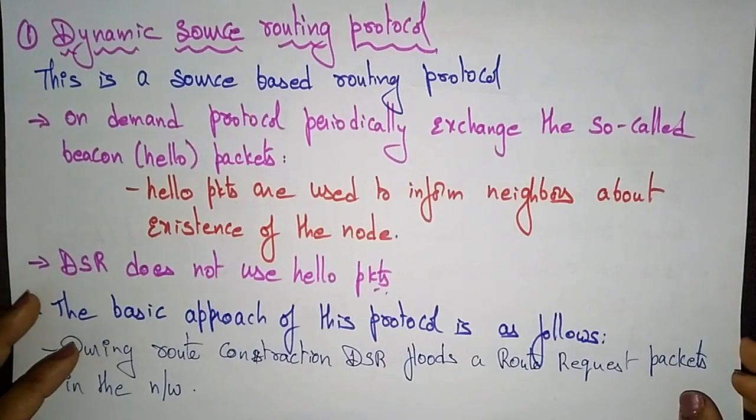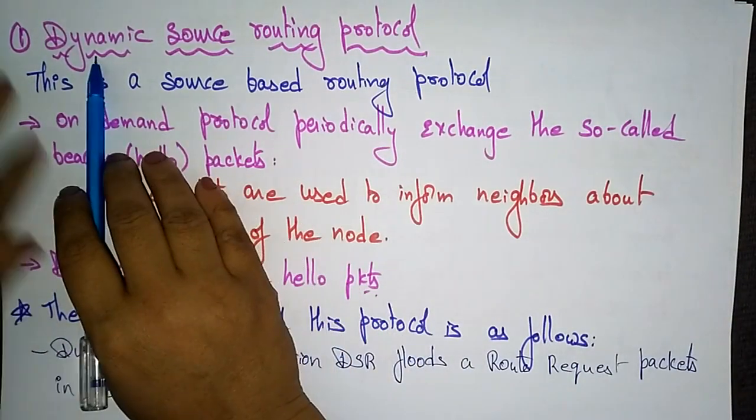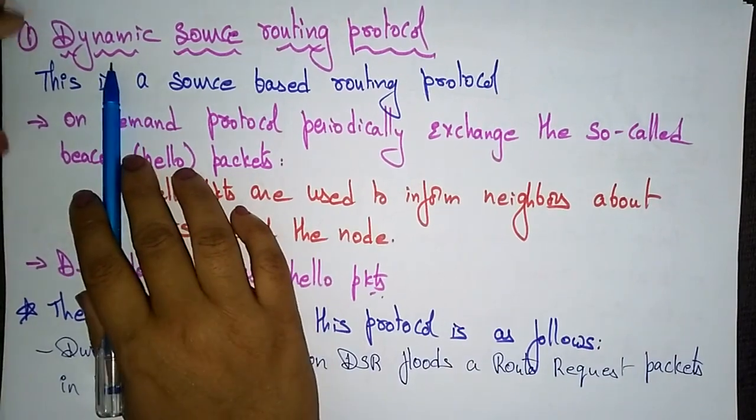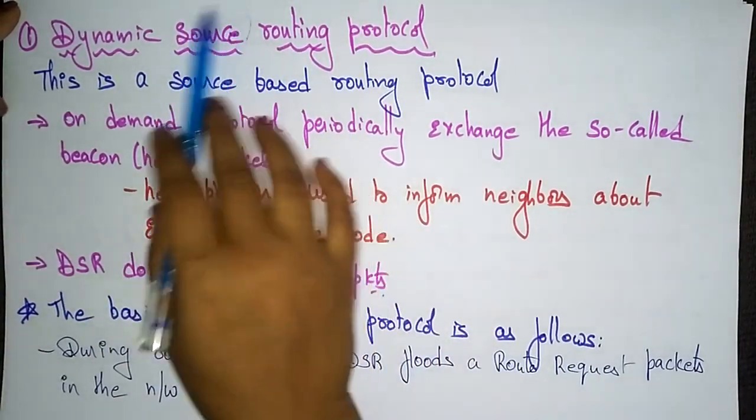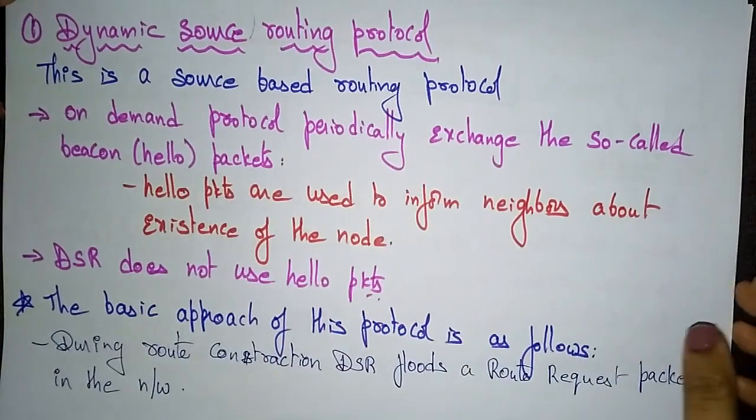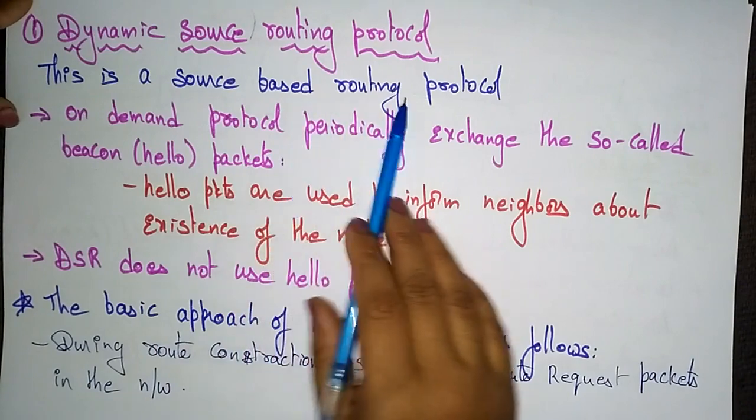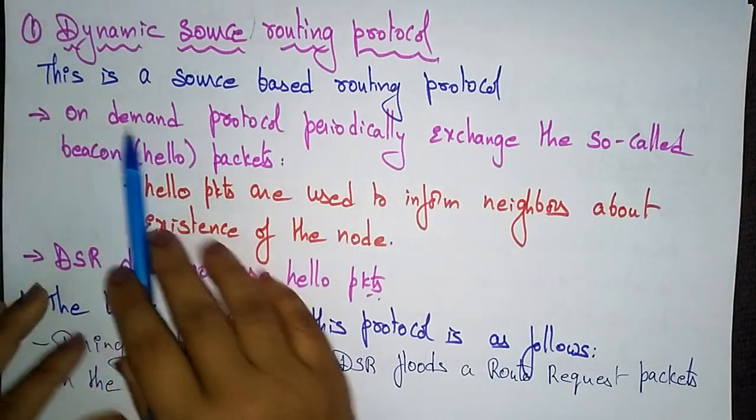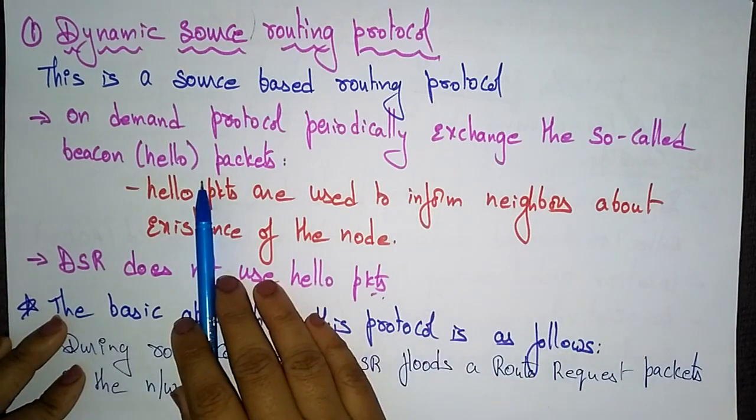This is a source-based routing protocol. So this is an on-demand routing protocol. The name itself says it is a dynamic source routing protocol, meaning everything is based on the source. We are focusing from the source and we have to reach the destination. So this is a source-based routing protocol.